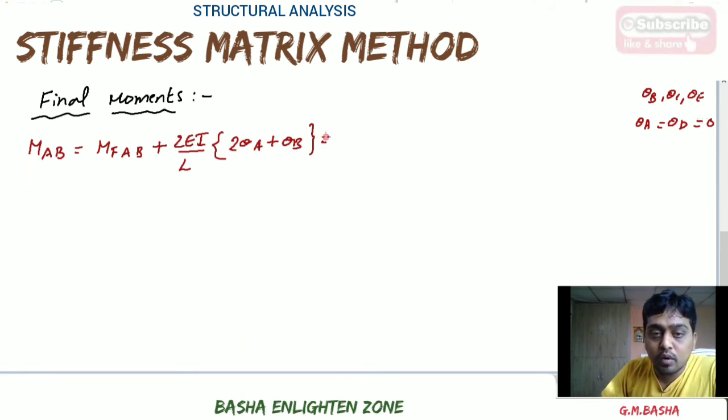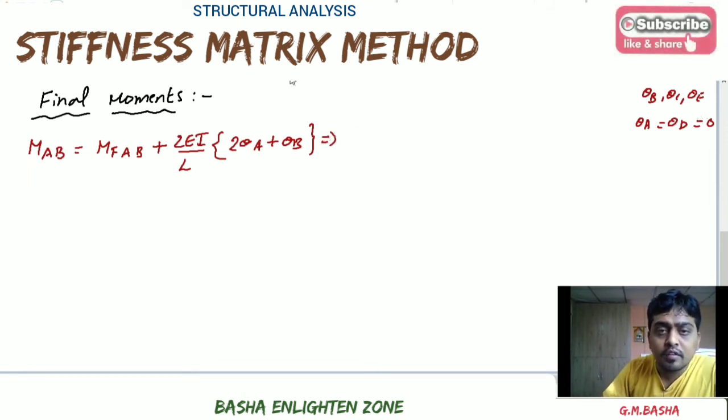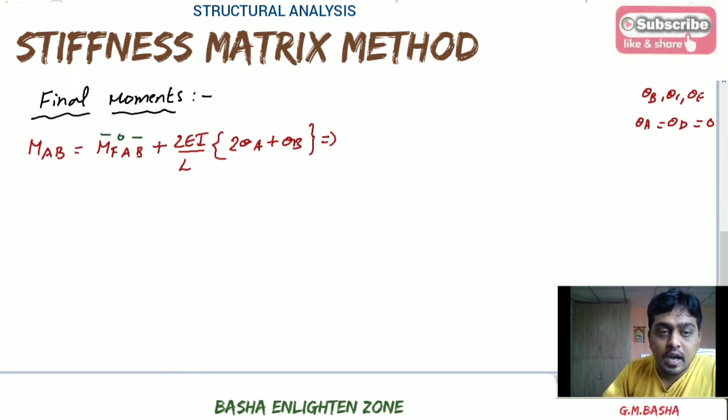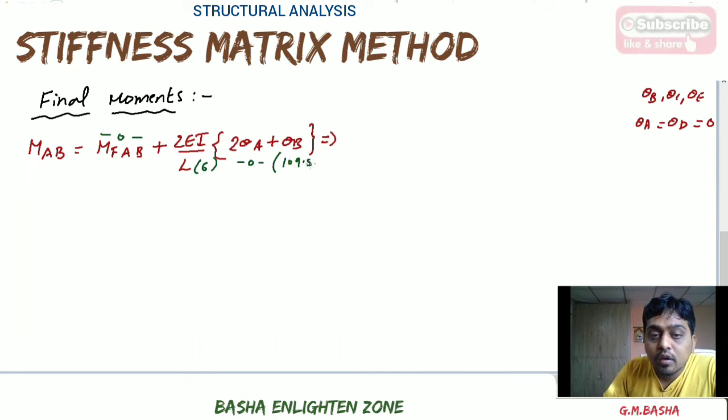So fixed moment will be equal to 0 here because of the no loading conditions. Again 2EI, and what about the length of the particular span AB? It will be equal to 6 meters. I am just giving a hint here, and again theta A will be 0, therefore you will get 2 into 0, 0 only, plus theta B value. What about this theta B value here? The theta B value will be equal to 109.565 by EI.